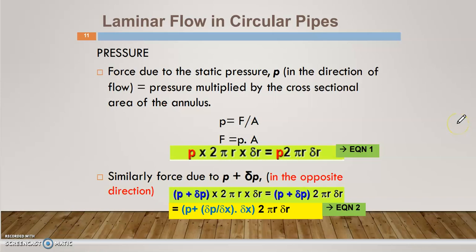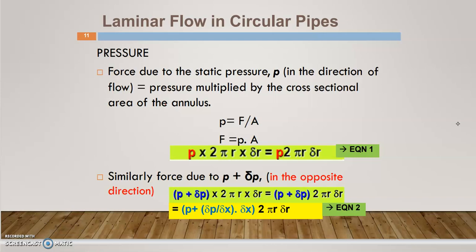Hi, welcome back to our subchapter 1.1, that is pressure. So it is the force due to the static pressure, symbol P, in the direction of the flow, which is equal to the pressure multiplied by the cross-sectional area of the annulus. Therefore, the pressure P is equal to the force over the area. And when we rearrange this formula, we get the force equal to pressure times area.